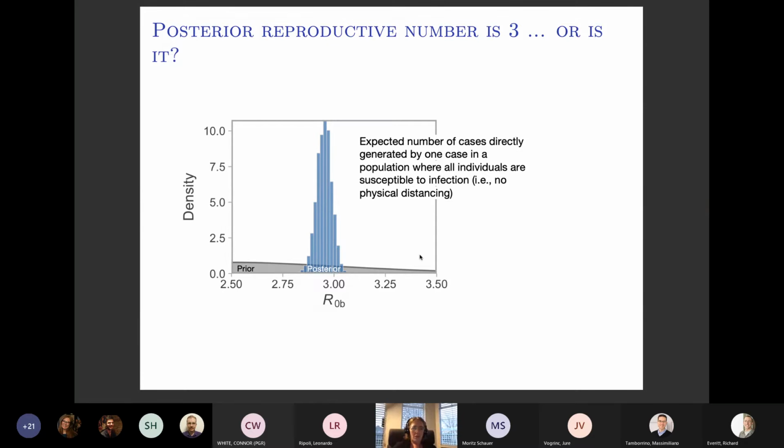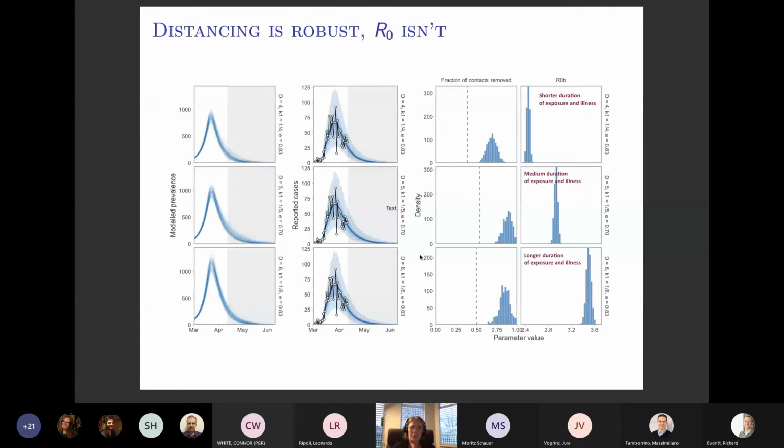But there are some issues here, as you might guess. There are some identifiability problems, so we did some sensitivity analysis. We changed the model assumption about the duration of exposure and illness, and we know from theory that changes R naught. And sure enough, you can get the same beautiful-looking fit with this overdispersed data, and you can look at the same prevalence.